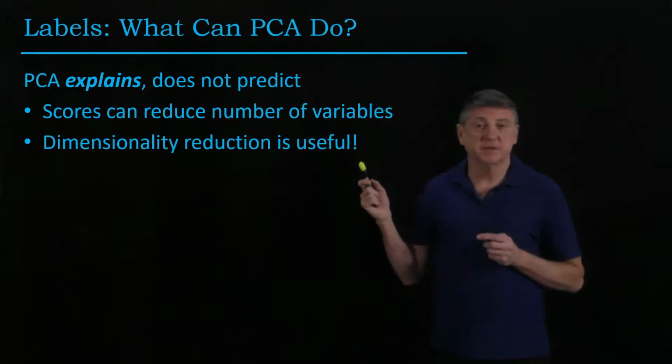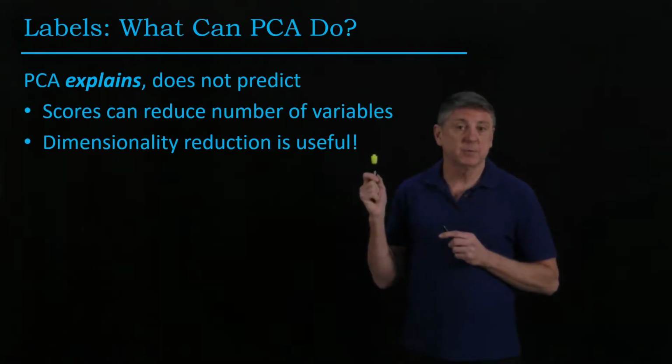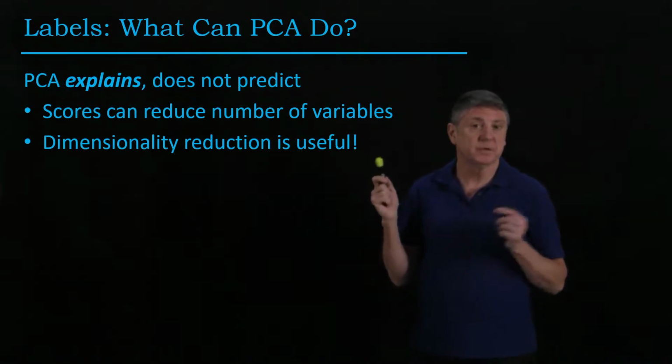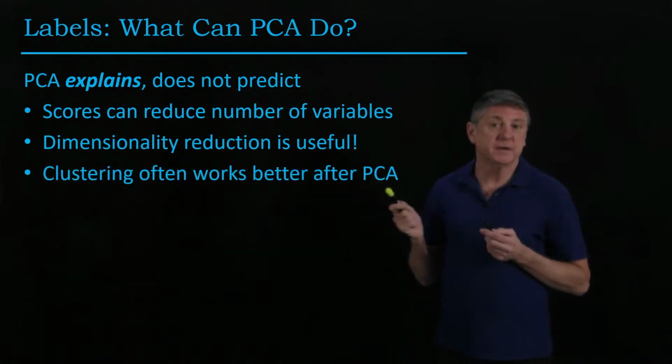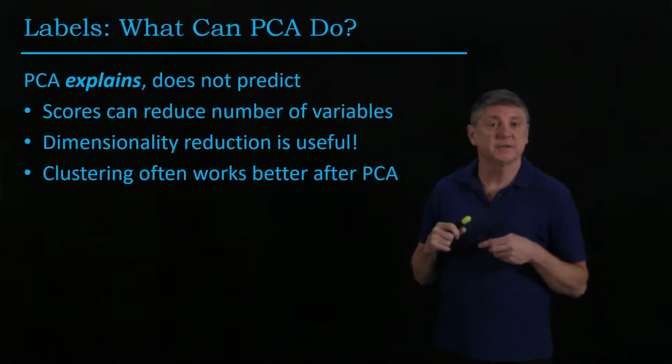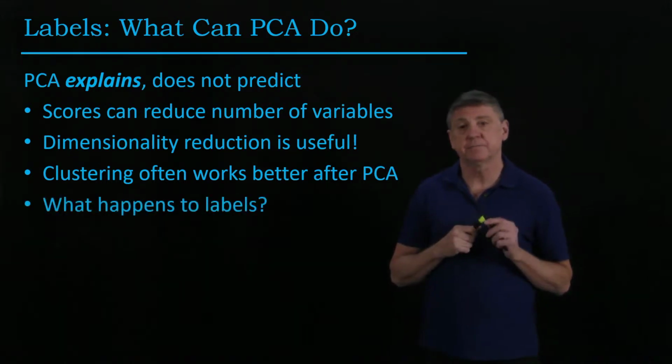This dimensionality reduction is really useful, both to help us understand our data and to perform other actions such as clustering. Indeed, clustering often works better after principal components analysis than it does on the original high-dimensional data set.